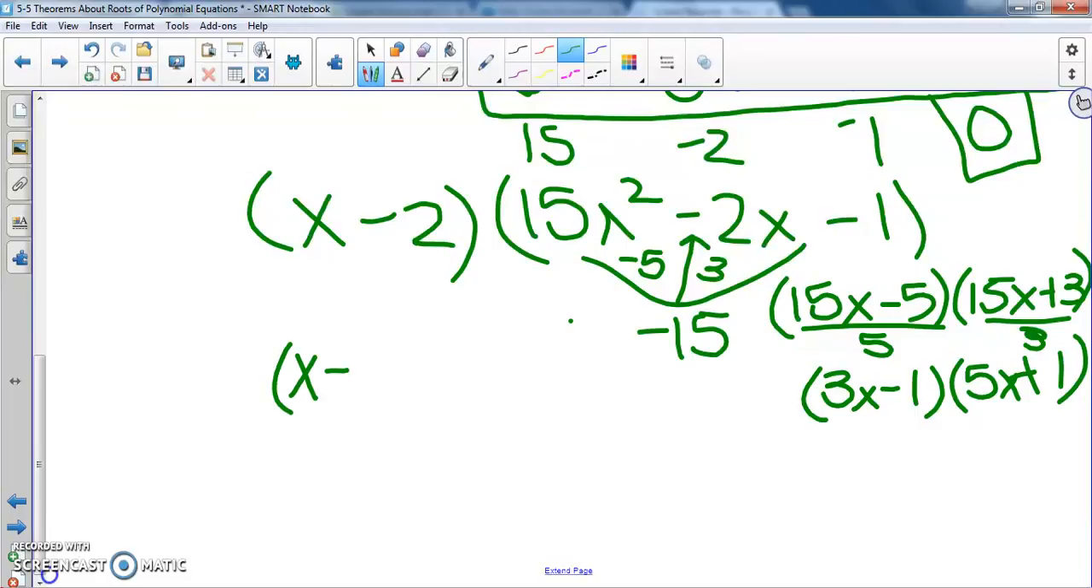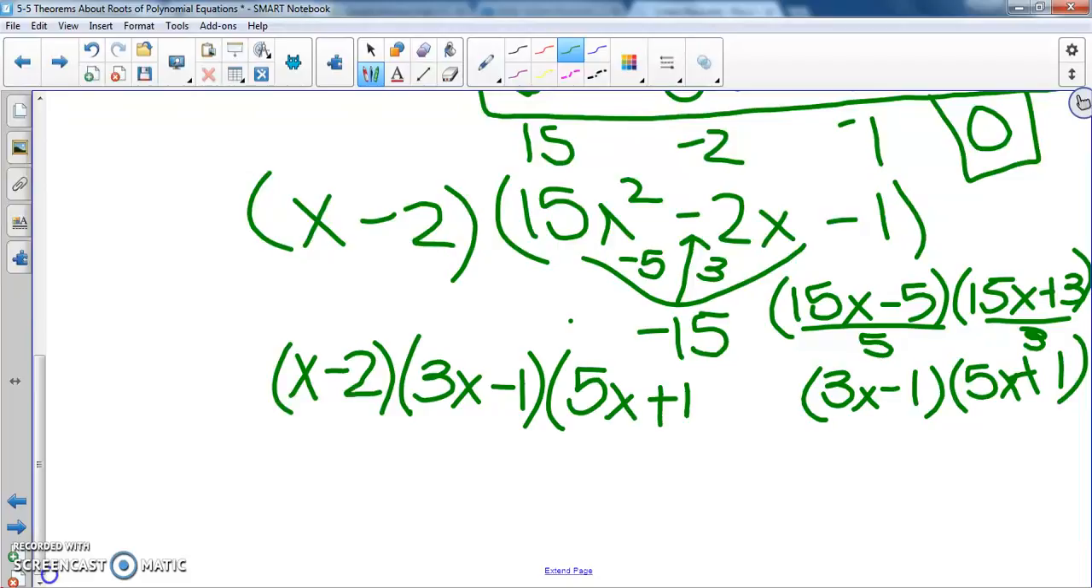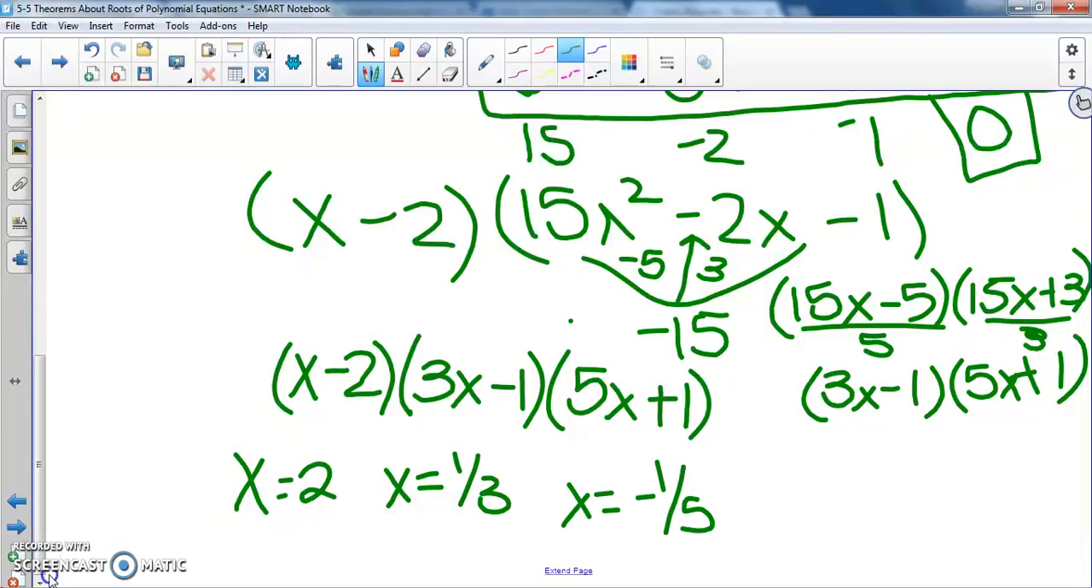So we have x minus 2 times 3x minus 1 times 5x plus 1 is all equal to our original polynomial. So we have the other roots. We have x equals 2 is a root, x equals 1/3 is a root, and x equals negative 1/5 is a root.